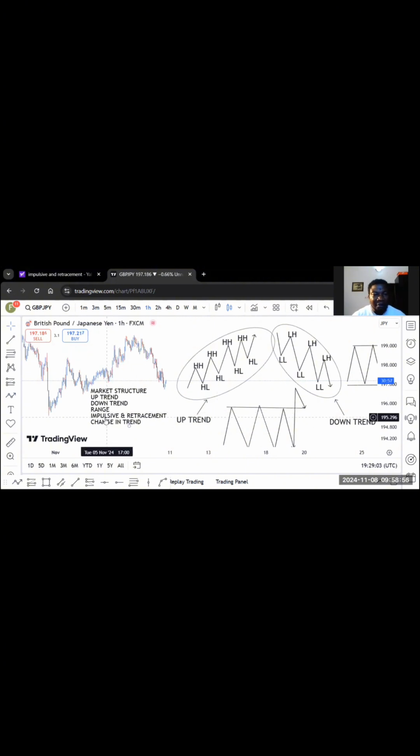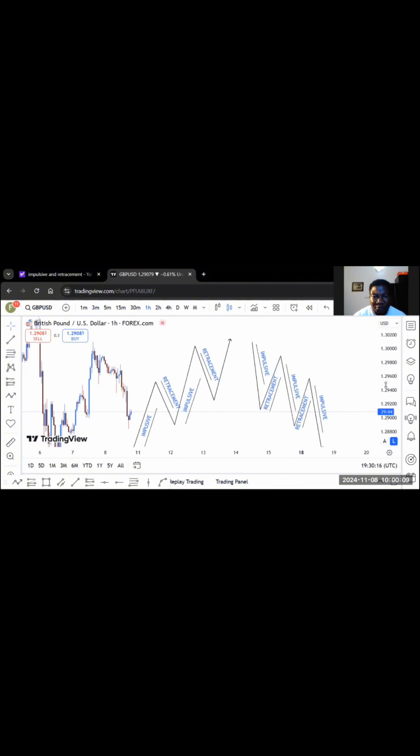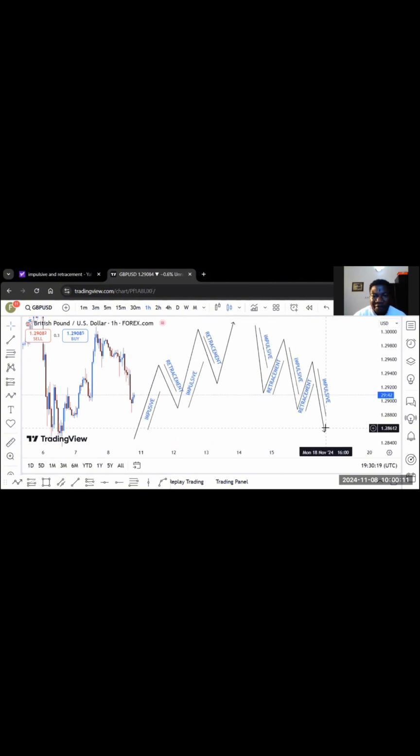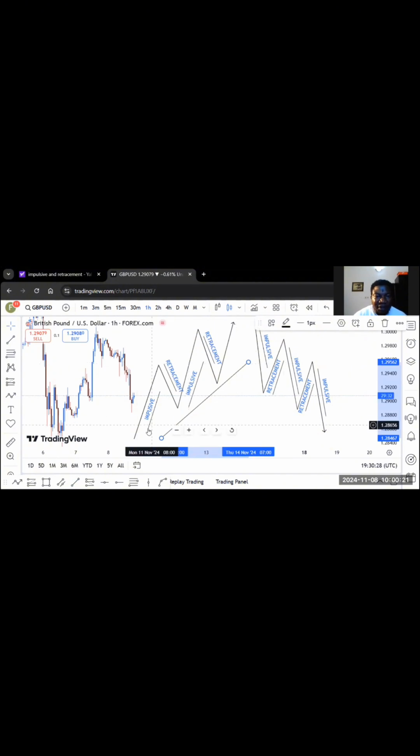So let's talk about impulsive and retracement moves. Basically, every trend in the market is made up of two primary moves: we have the impulsive move and the retracement. Let's say this is an example of an uptrend, because the market is making a series of higher highs and higher lows.